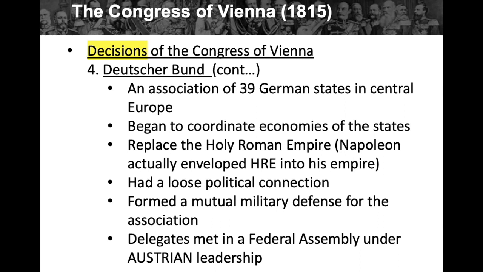They're associating with one another, they're coordinating their economies, they have a mutual military defense for one another. They meet in a federal assembly, but the problem is that it's under Austrian leadership. And this is going to come up later on with Otto von Bismarck when he basically starts the Austrian-Prussian War.